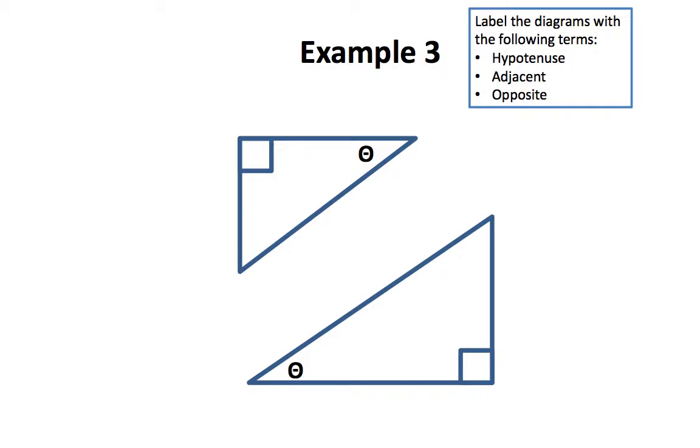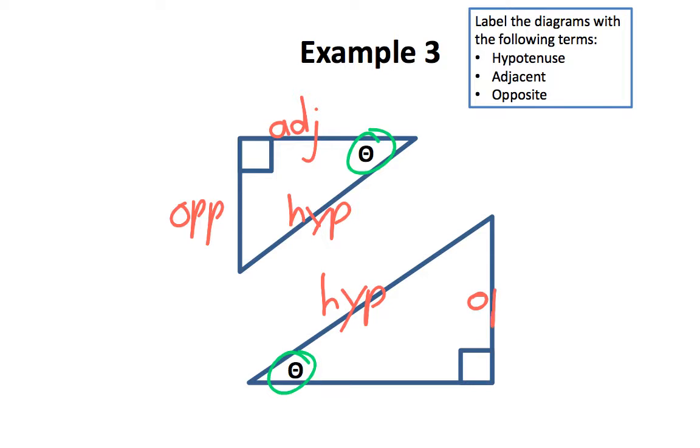In our third example, we want to label the diagrams with the following terms: hypotenuse, adjacent, opposite. In the triangle to the top, I want you to put yourself in the point of view of theta. This would mean this side would be the hypotenuse, this side would be opposite, and this side would be adjacent. For the triangle at the bottom, I want you to put yourself in the point of view of theta once again. This would mean this side would be the hypotenuse, this would be the opposite side, and this would be the adjacent side.